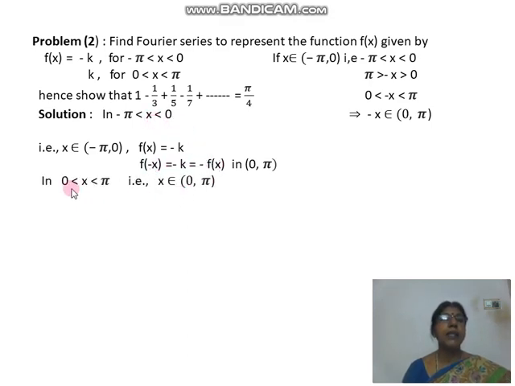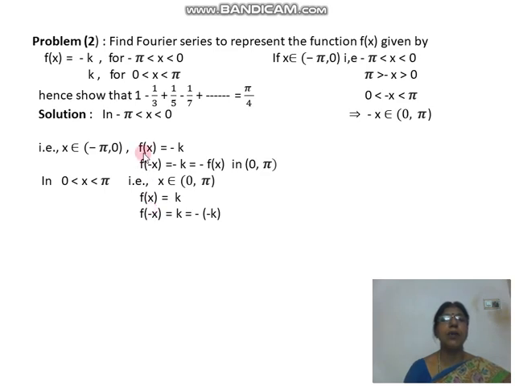Similarly, in second one, 0 less than x less than pi, in the second sub interval x belongs to 0 pi. In this interval for x belongs to 0 pi, the function is k. What is f of minus x? f of minus x is also k, because it is a constant. It can be written as minus of minus k. Here x belongs to 0 pi. Now minus x belongs to minus pi 0.